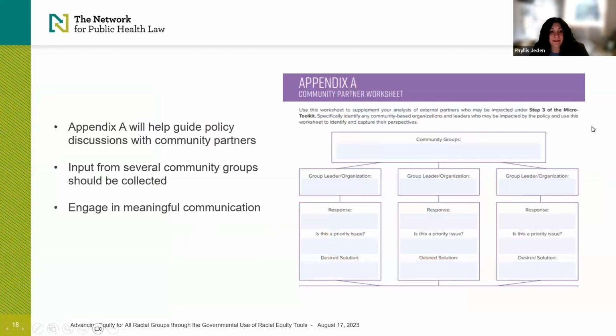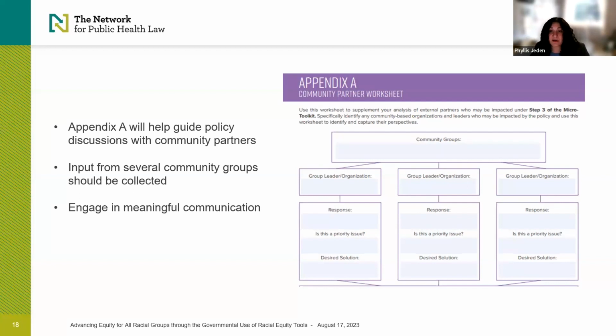So Appendix A to the micro toolkit is a supplement to step 3. This is for external partners who may be impacted. It gives you space to identify groups, note input, and other considerations, including who on your team is responsible for reaching out to these external partners. For our SPA doula example, we identified organizations serving expectant mothers who are Black as a possible external partner, but input from several community groups should be collected. Appendix A helps guide your discussion in a meaningful way.